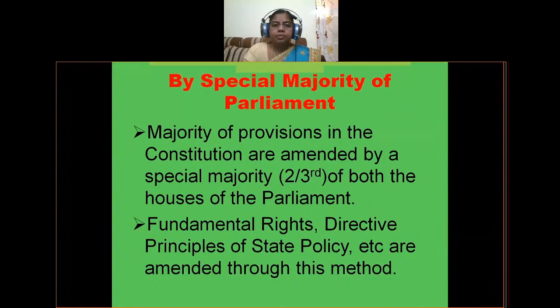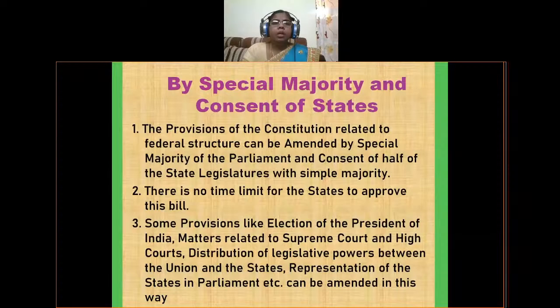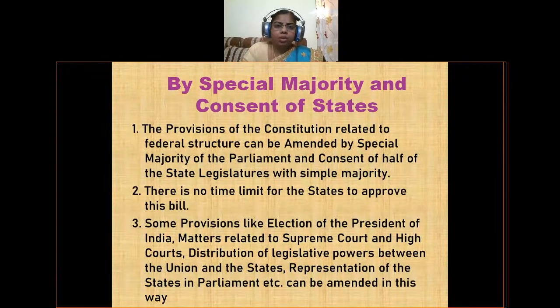Okay, so let us move to the third way of amending our constitution, that is by special majority and consent of states. So here special majority plus consent of states is required for the amendment of the constitution. The provisions of the constitution related to federal structure can be amended by special majority of the parliament and consent of half of the state legislatures with simple majority. That means parliament has to approve with a special majority, that means 2/3 majority, and half of the state legislatures have to approve with a simple majority.